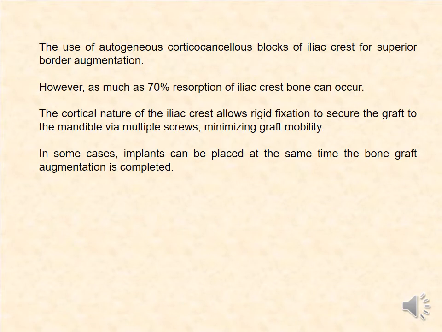An autogenous corticocancellous block of iliac crest can be used for superior border augmentation. However, as much as 70% resorption of iliac crest bone can occur. The cortical nature of iliac crest allows rigid fixation to secure the graft to the mandible via multiple screws, minimizing graft mobility. In some cases, implants can be placed at the same time the bone graft augmentation is completed. In fact, if we place a bone graft, after 2 to 6 months we can put the implant, but at the same time we can also place the implant immediately with the bone graft augmentation.